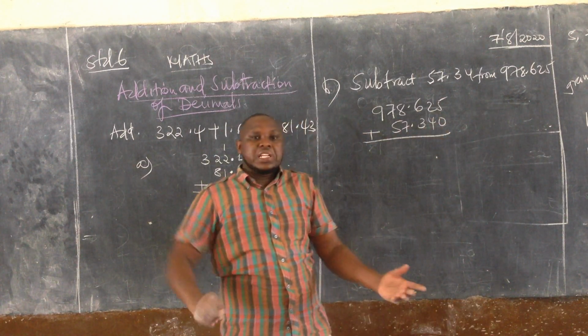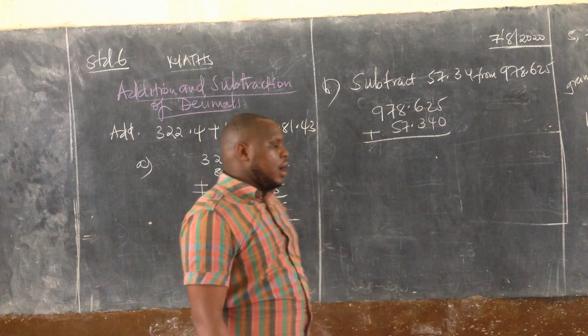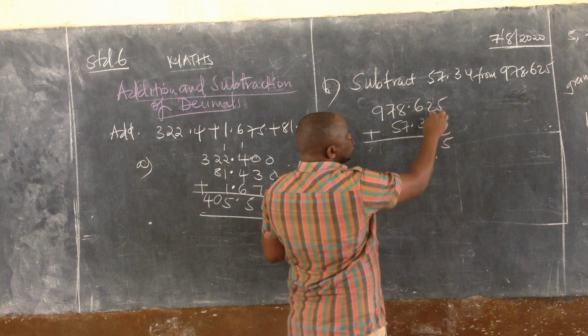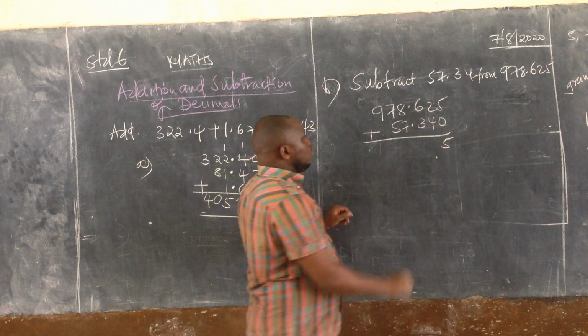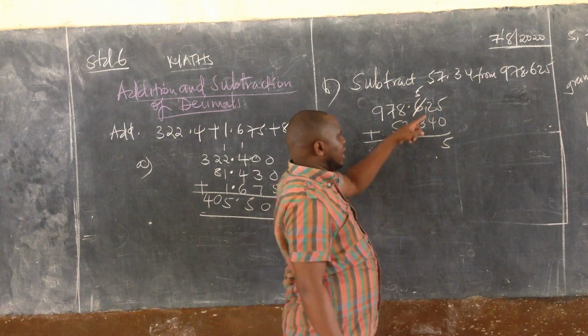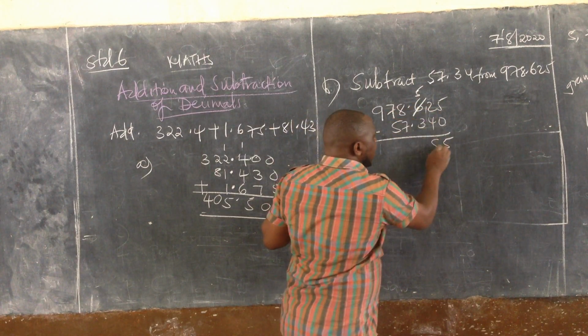Whether you write it or not, you still have not added any value. So 5 minus 0 is 5. 2 minus 4 is not possible. So you're going to borrow 1 here, remain with 5, and write that 5 there, and bring the 1 there. Now comes 12 minus 4, you get 8.